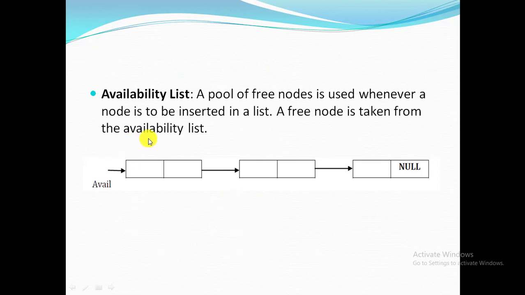Then we will see the concept of the availability list. Here a pool of free nodes is used whenever a node is to be inserted in the list. That means an availability list is there, whenever we are declaring or creating any node, it is fetched from the availability list, and a free node is taken from the availability list. And whenever we free the particular node, then it is again stored in the availability list.